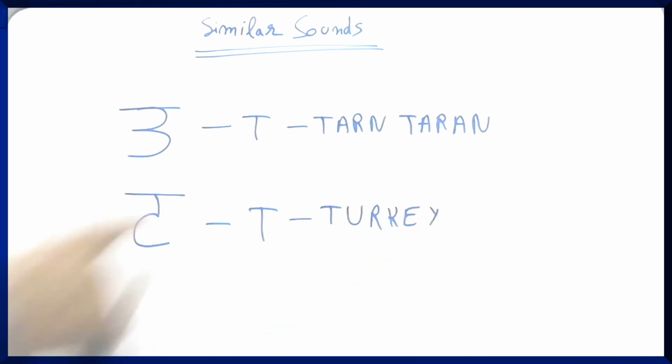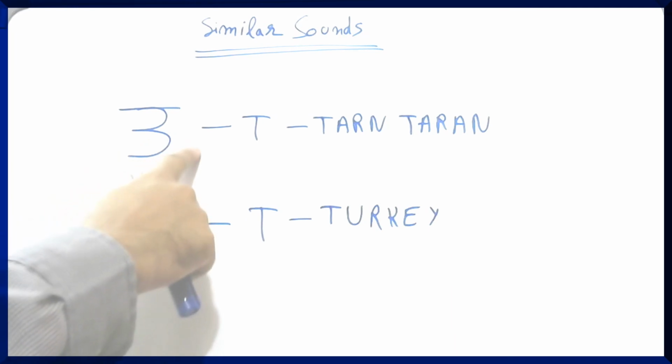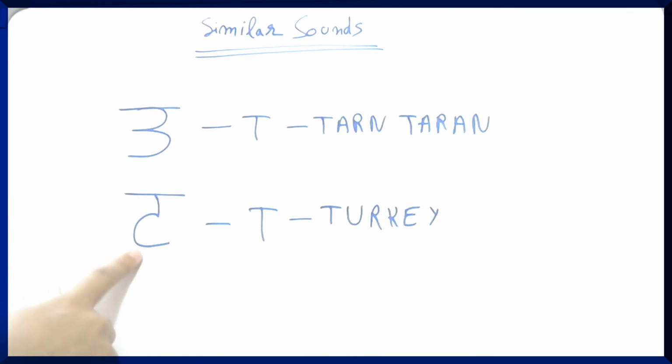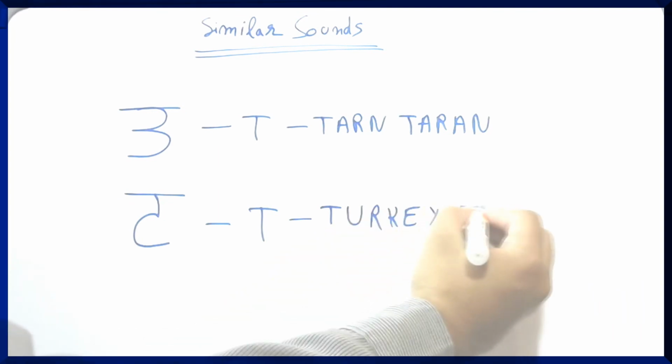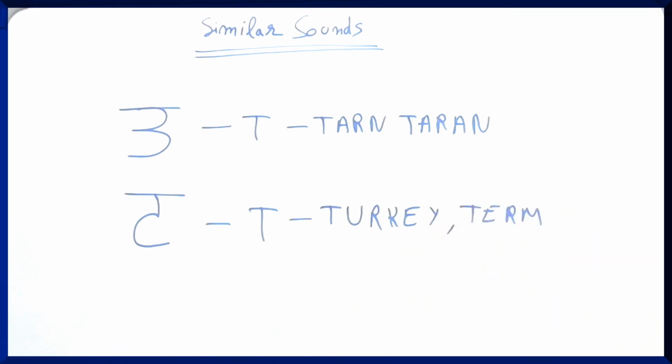Okay, this is Tatta. It is going to give me the sound of T, and from T we are going to have Taran. This is Tanka. Tanka is going to give me the sound of T, and from T we are going to have Turkey. Another example in this case we can have a simple word, term. It is easy to remember that.